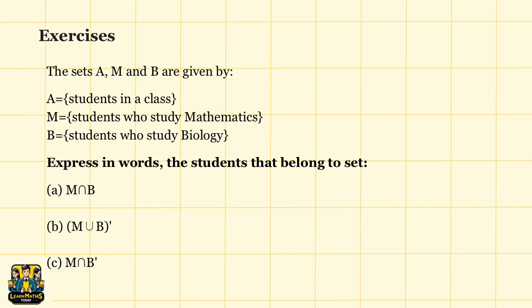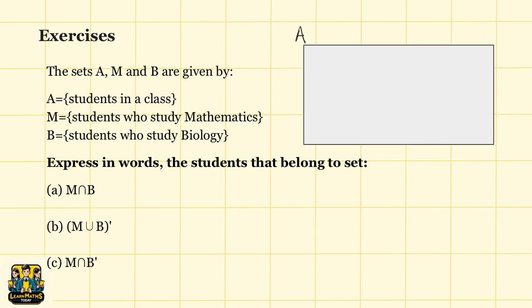Now let's draw a big box representing A, the universal set, which represents the students in the class. Inside this box, we draw a circle to represent M, students who study mathematics, and let's shade it with yellow. And next, let's draw another circle, B, to represent students who study biology, and let's shade the circle with blue. The intersection of M and B is basically this area in green that represents the overlapping area. They are the students who study mathematics and biology.